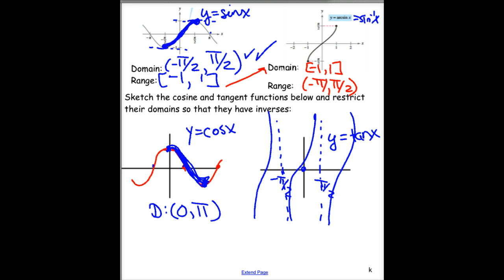Anyway, where am I? So right here would be the most obvious domain restriction. It'll have the same one that our sine function had.